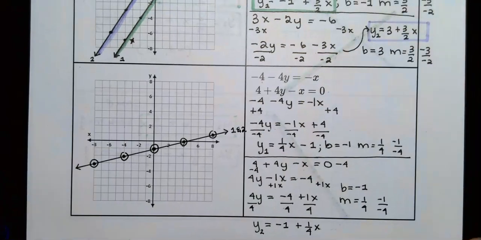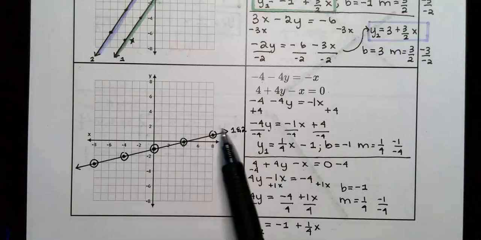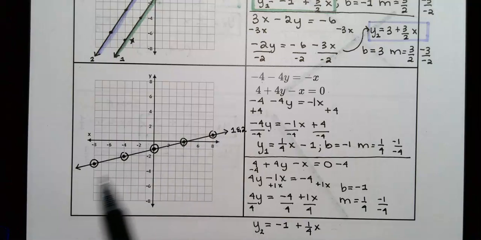So I'm going to go through here and color code it. I'm just going to color one side green and the other one blue, and then do the same thing with my equations to show that they are the exact same line and they have infinitely many solutions.